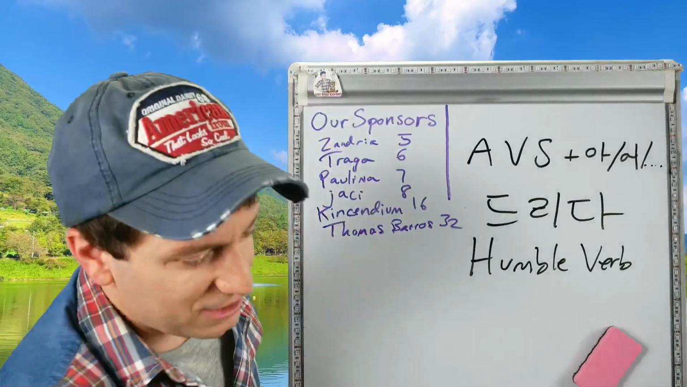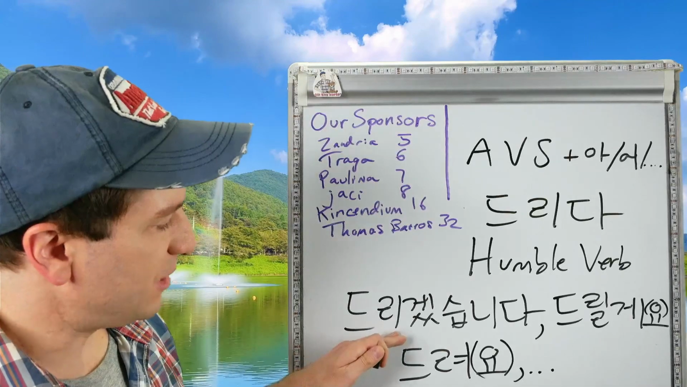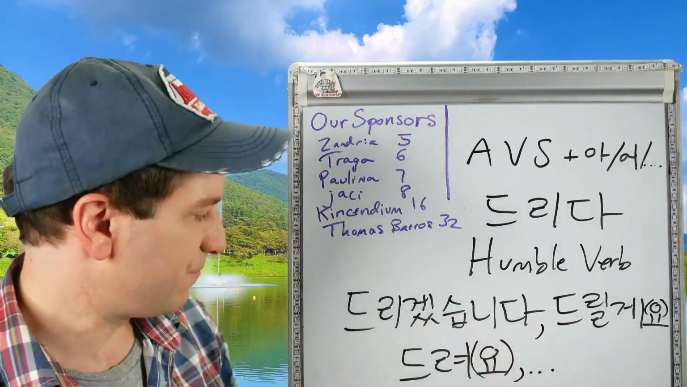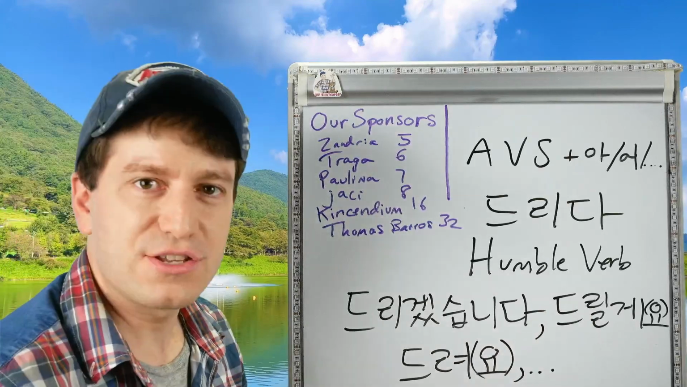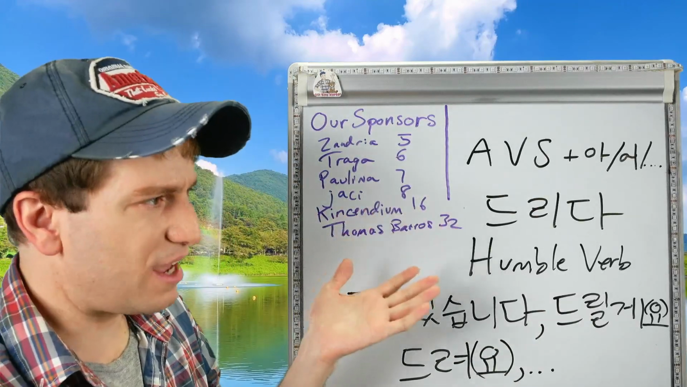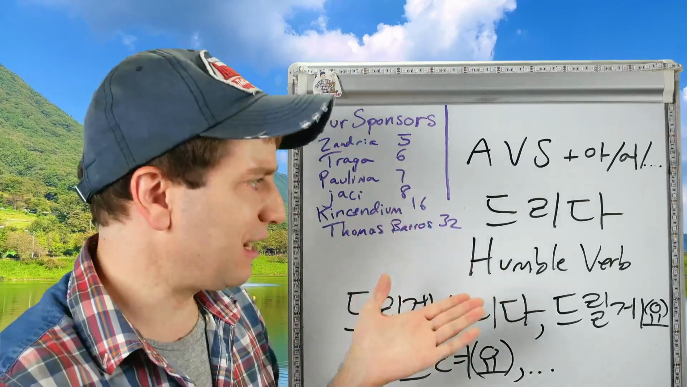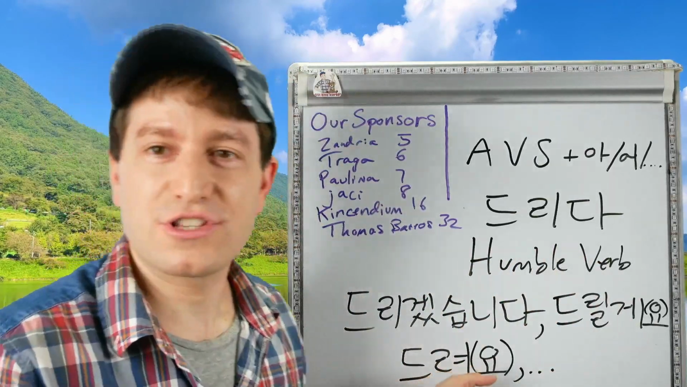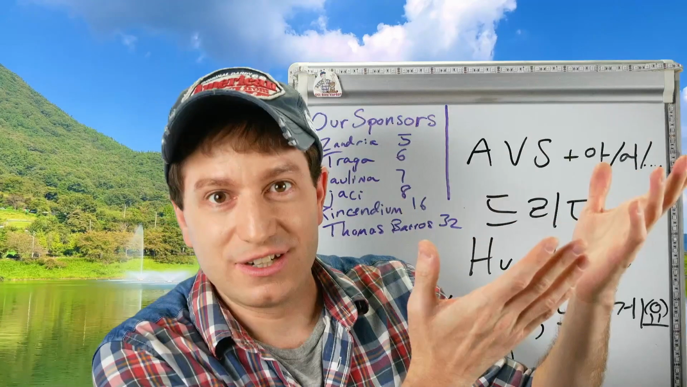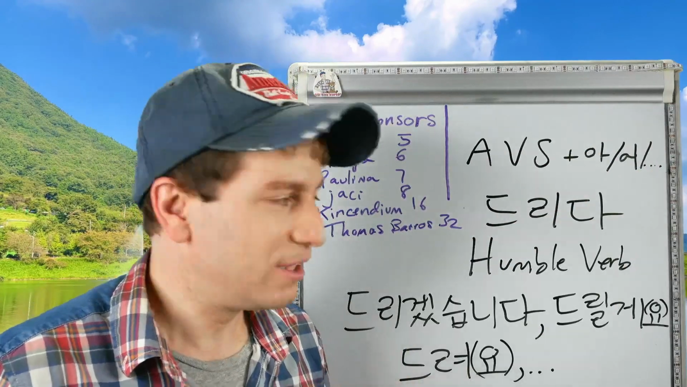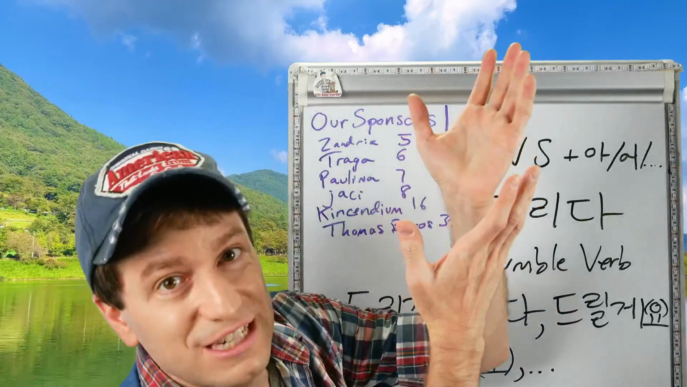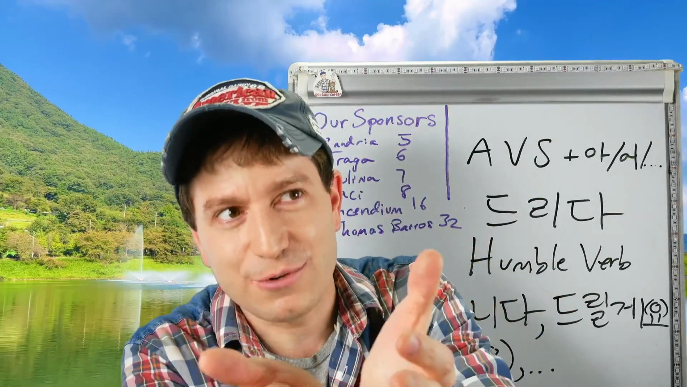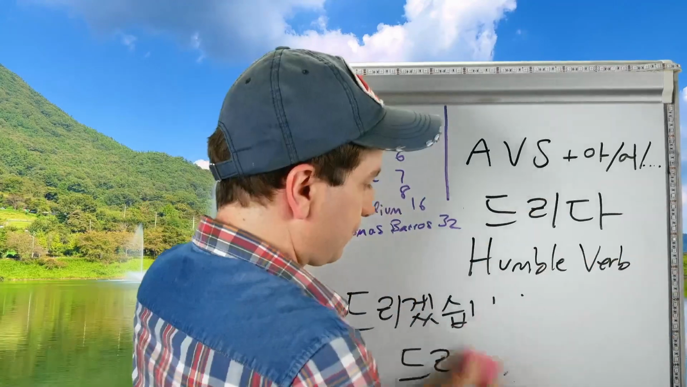So common conjugations for this: 드리겠습니다, like 해드리겠습니다, 드릴게요 or 드릴게, 드려요 or 드려, and so on. Again, this verb is not formal. You can be speaking casually with your friend and say 드려 about someone that you gave something to. It just has to do with being humble about the person you're giving something to, not the person you're talking with necessarily, unless you're giving the person you're speaking with something, in which case, yes.